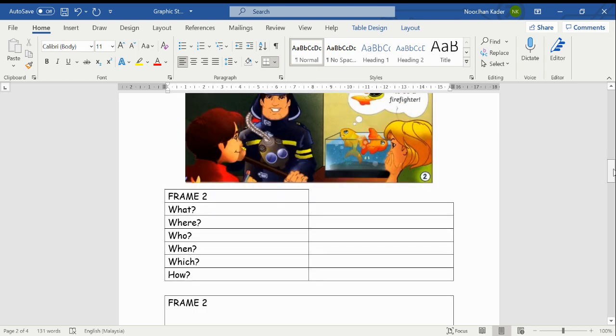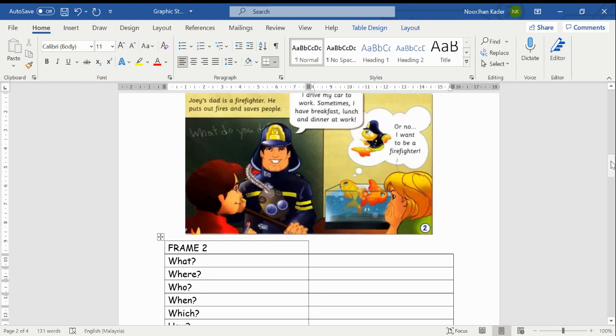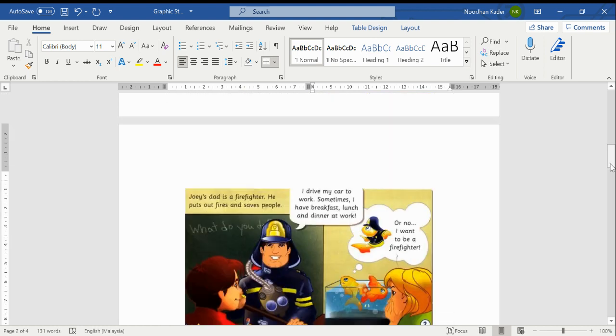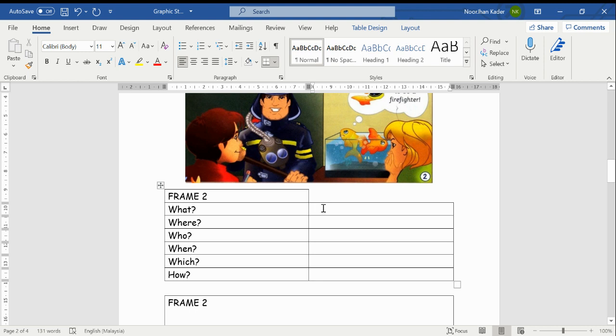So what happens next? What is actually happening? It's the same thing, because they are all in the same place and doing the same thing. It's career day. Where? At school. You can see the picture shows the same thing. The picture is the same.